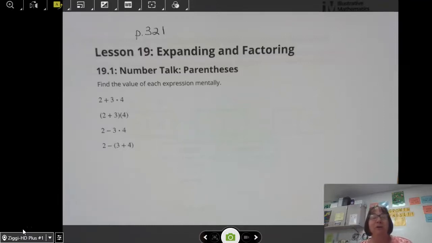We're going to start with the number talk. I want you to find the value of each of these expressions mentally and record your answers to the side, and then come back and we will talk about these.